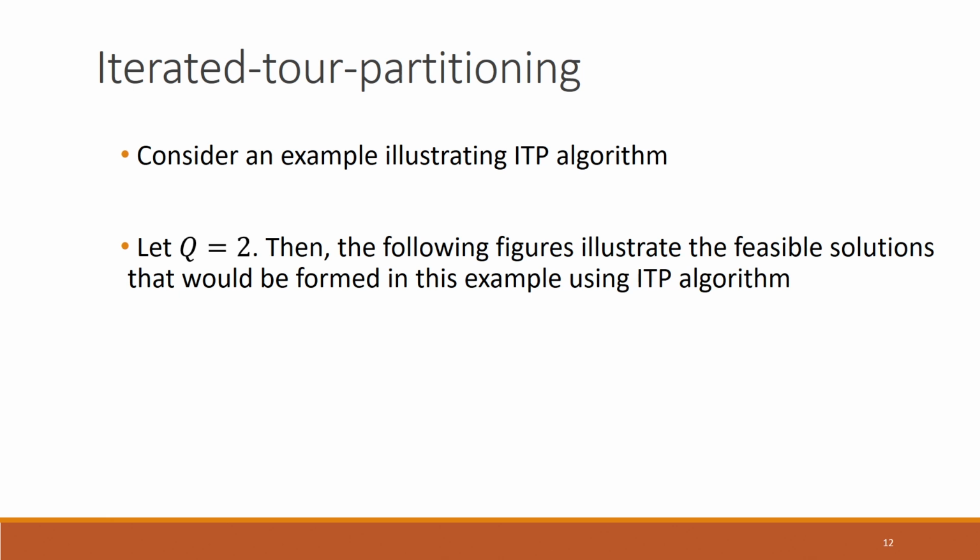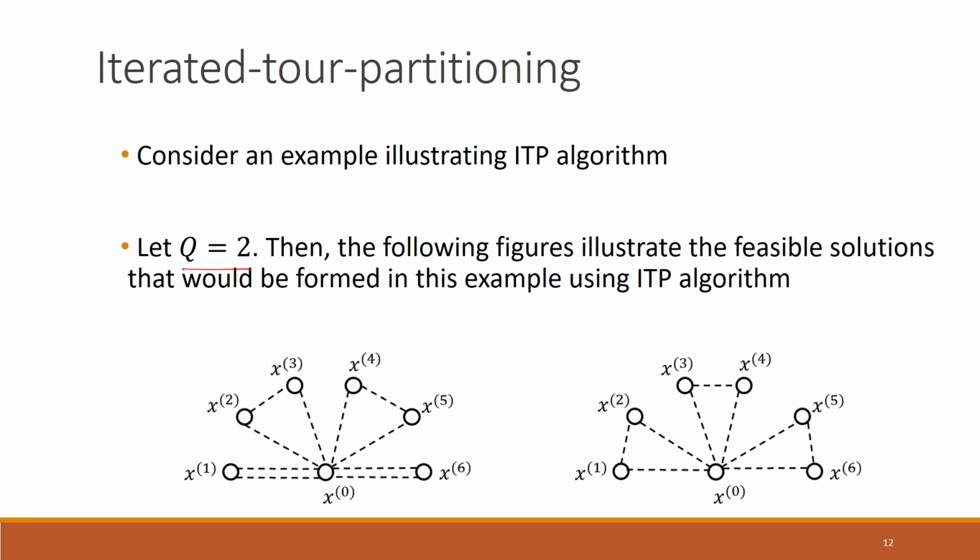Suppose q is equal to 2. Then the following figures will illustrate the feasible solutions that would be formed in this example using the ITP algorithm. So q is given to be 2. Every vehicle cannot carry more than 2 units of this product, and since in this transformed problem every customer is only asking for 1 unit, every vehicle will not be able to visit more than 2 customers at a time.